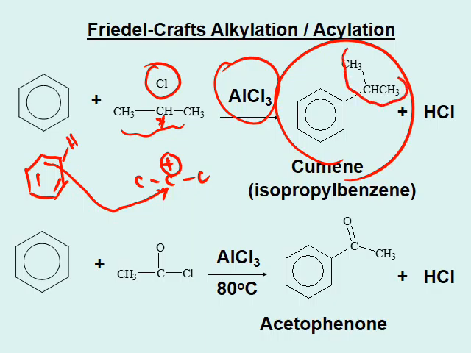You have a branching next to the last carbon, and that's the branching, and that's why it's isopropyl with 3 carbons. Isopropyl benzene is also called cumene. That's the common name.